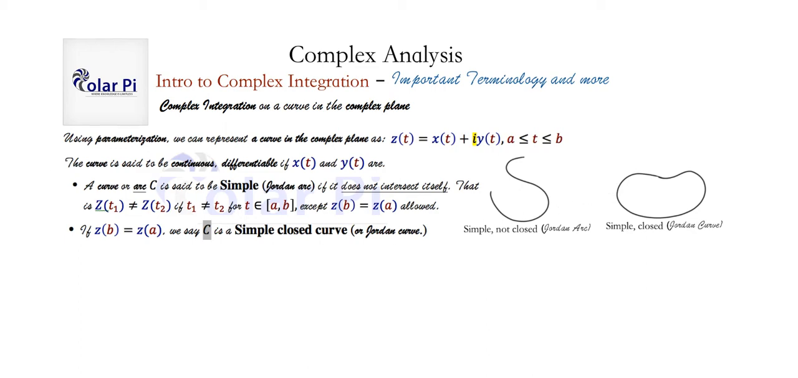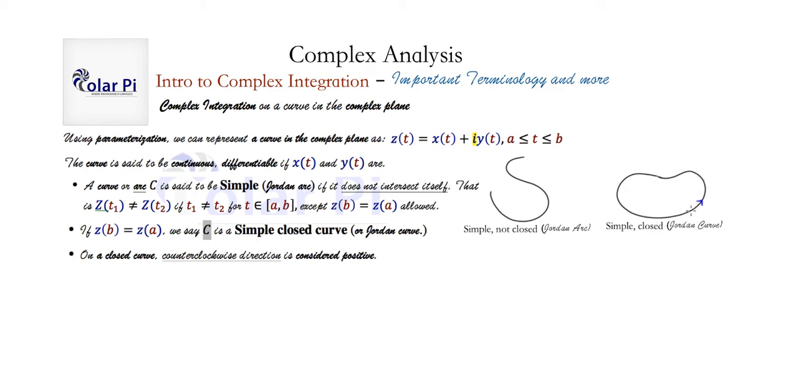And now on to direction. On a closed curve, the counterclockwise direction is considered positive. As you see this arrow, we do complex integration counterclockwise so as to make the integral positive.